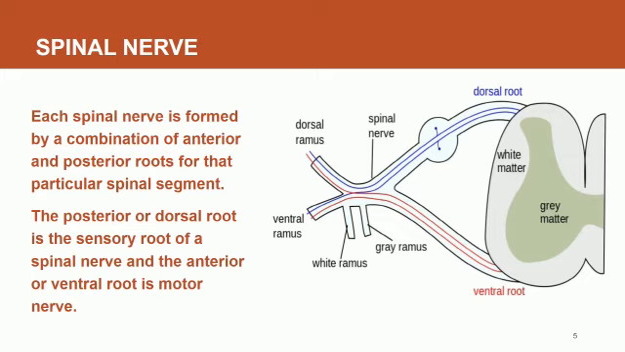Spinal nerve gives two branches. One is dorsal ramus and another is ventral ramus. Dorsal ramus will come out of our spinal nerve and supply skin and muscles of our posterior body wall. Ventral ramus will supply skin and muscles of our lateral and anterior body wall.